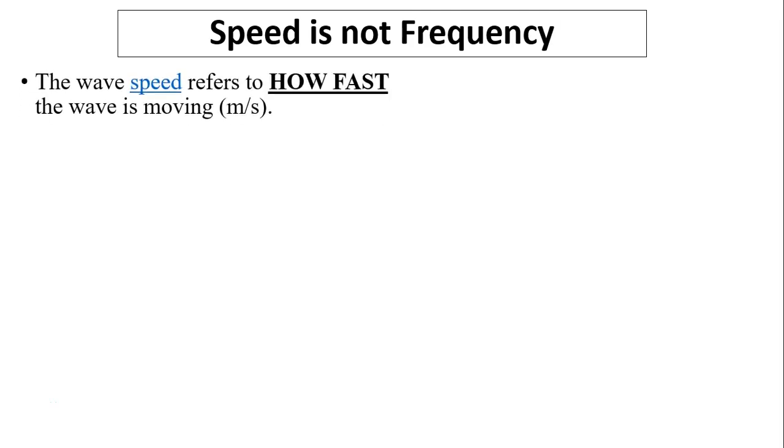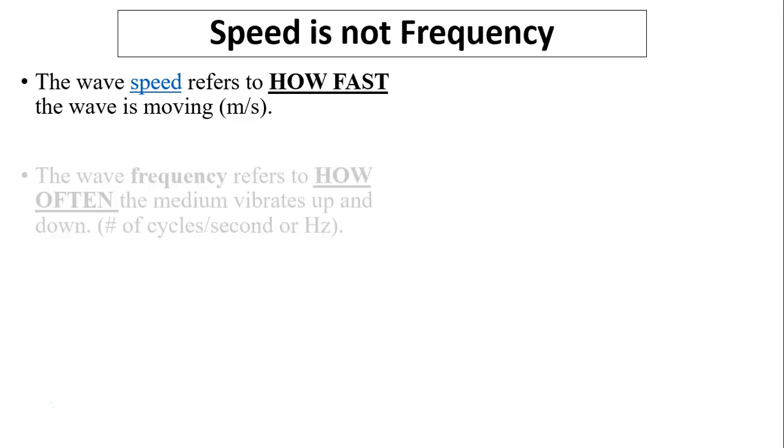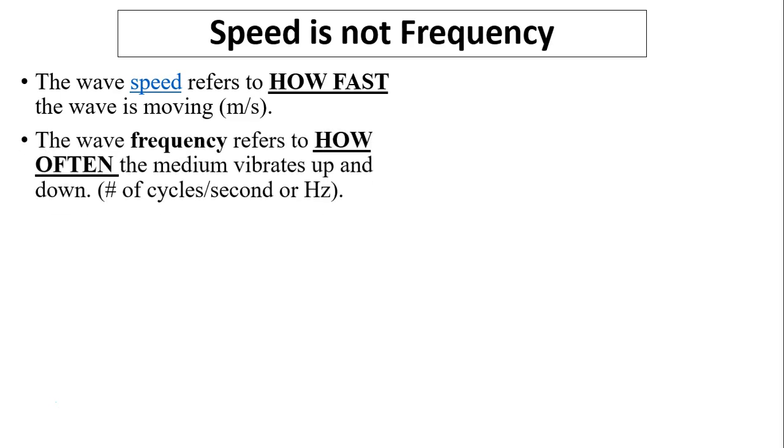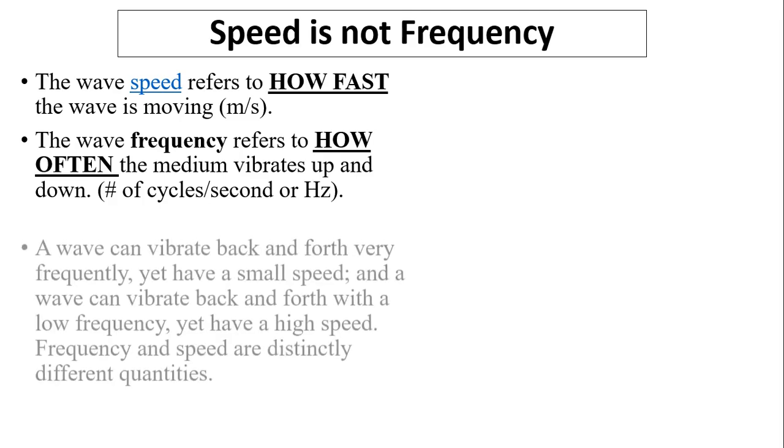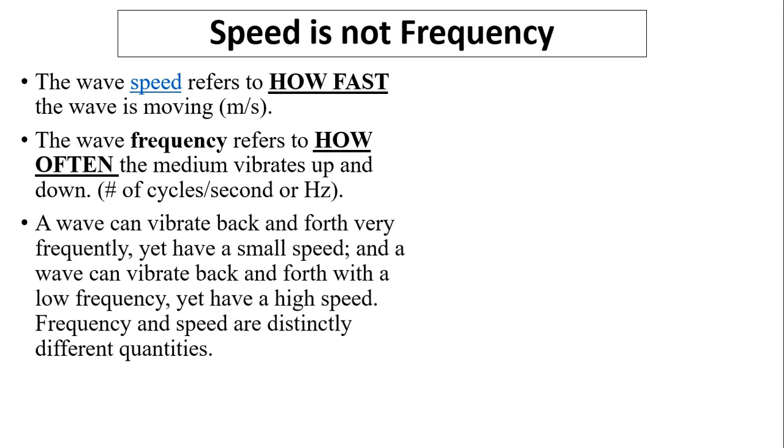Speed is not frequency. Sometimes the two can be confused. Speed is how fast a wave is moving. Its unit is meters per second. Frequency is how often a wave vibrates up and down. So a lot of times a wave can have a very high frequency, but a smaller speed.